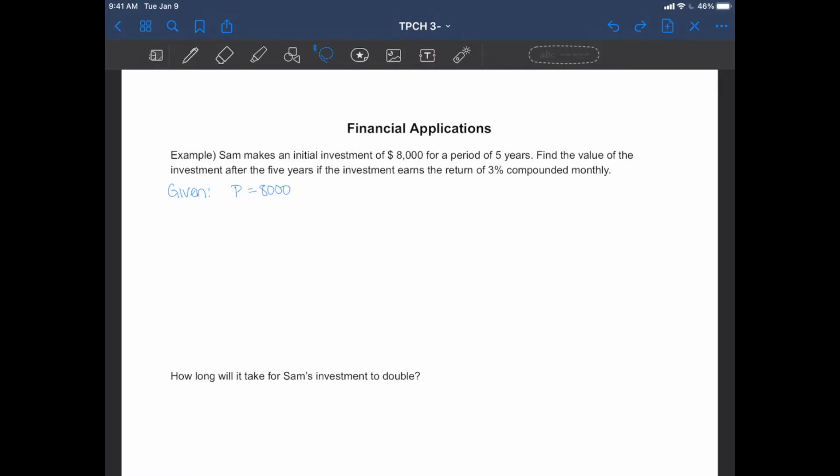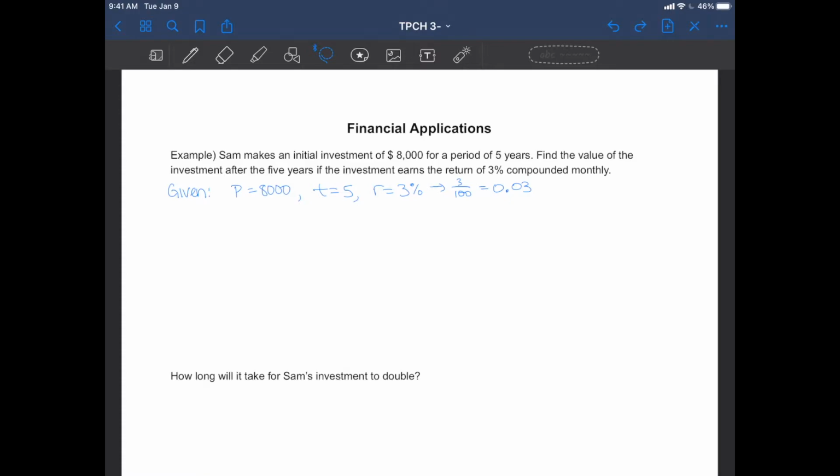Let's see, what else are we given? A period of 5 years. That means we were given the time. Time T equals 5. And also we're given the 3%. The 3% has to be converted into a decimal. This is how we do it. We take the number and we divide it by 100. Percent means out of 100. So 3 out of 100 is 0.03.